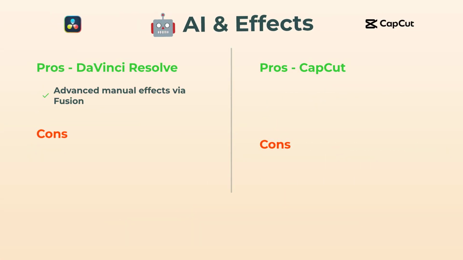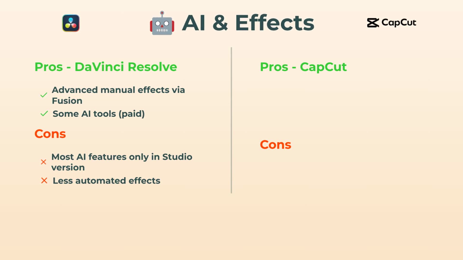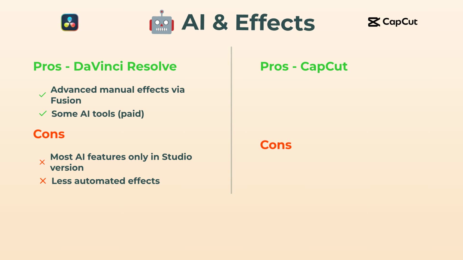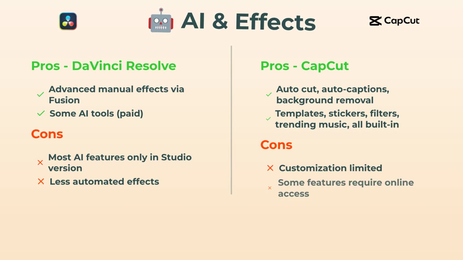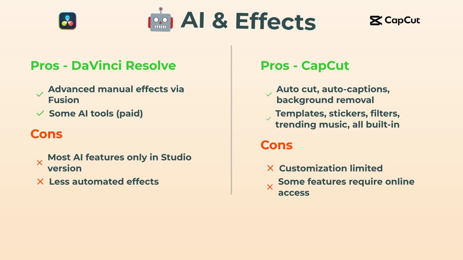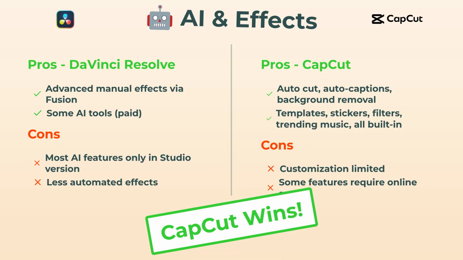AI and effects. This one's fun. DaVinci Resolve gives you serious manual controls for effects, and a few AI features, but heads up, most are in the Studio version. CapCut leans all in. Auto cut, auto captions, quick background delete, trending templates and music. It's basically the TikTok wizard. Customization is limited compared to DaVinci, and some things need you online, but for pure AI ease, CapCut wins.